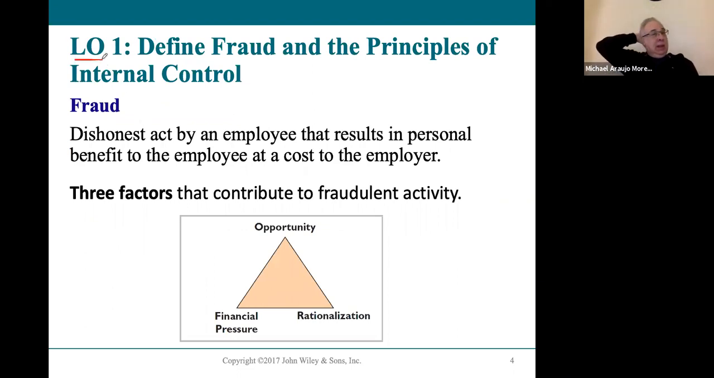The book has a relatively narrow definition of fraud here. Of course, fraud can be applied in a number of different ways. But in this case, the definition is narrowed to a dishonest act by an employee that results in a benefit to that employee, but at a cost to the employer. And so that's our very narrow view of fraud in this chapter.